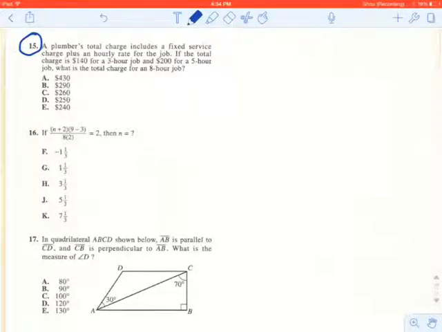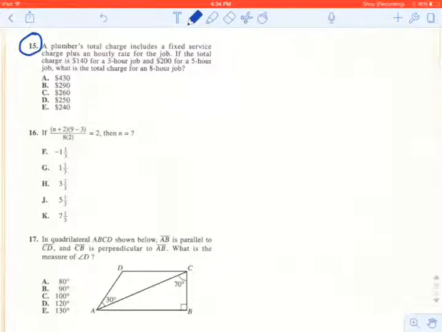Question 15. A plumber's total charge includes a fixed service charge plus an hourly rate for the job. If the total charge is $140 for a 3-hour job and $200 for a 5-hour job, what is the total charge for an 8-hour job? So this problem will include several steps.